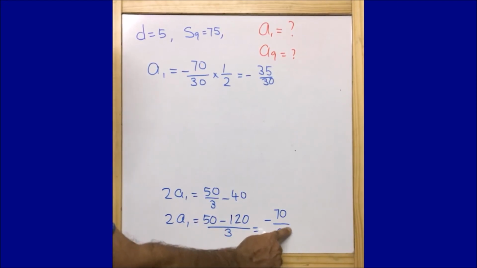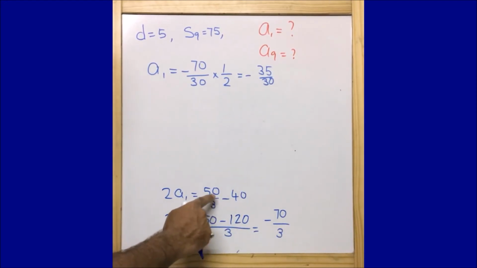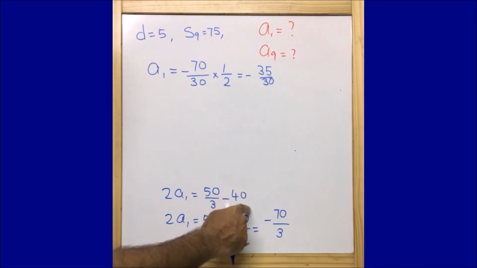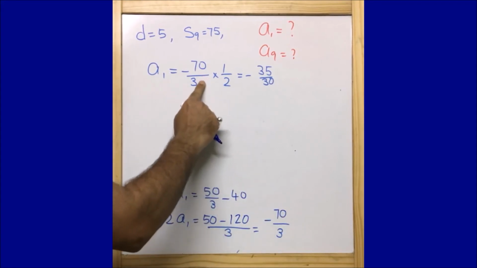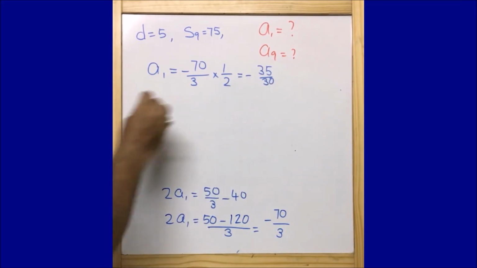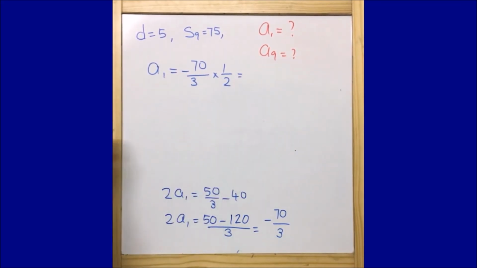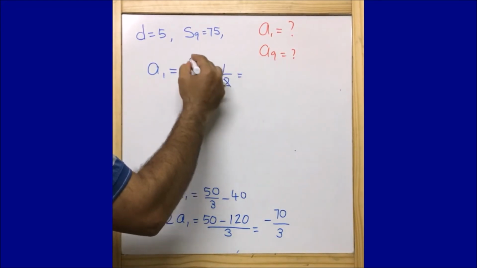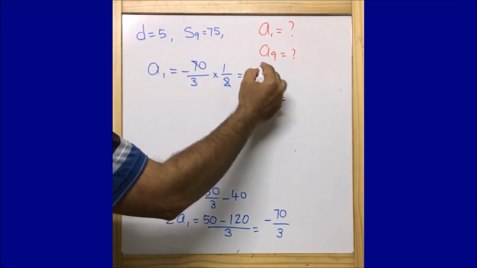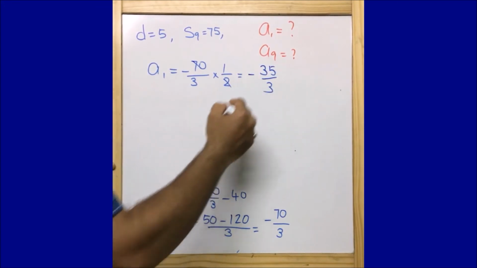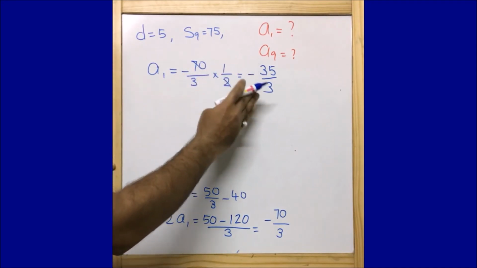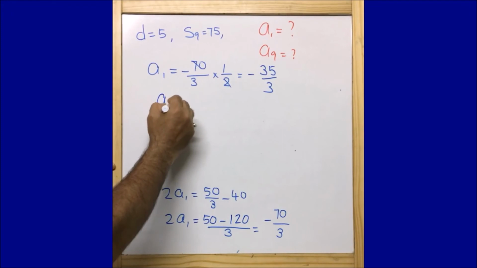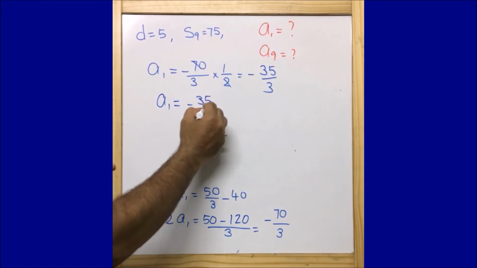Sorry guys, it is not 30, it is 3, because we multiplied 50 by 3 minus 40, so it is 50 minus 3 into 40, 3 into 40 is 120 by 3, so we got 50 minus 120 by 3, that is equal to minus 70 by 3. So I can write here 70 into 1 by 2, that is equal to 35, and I can write 35 by 3. So guys, we got the value for a1 as minus 35 by 3. a1 is equal to minus 35 by 3.